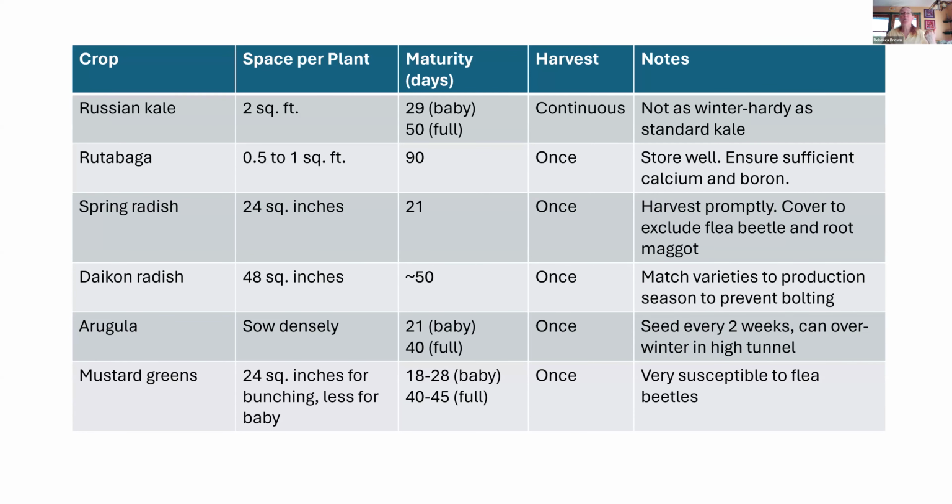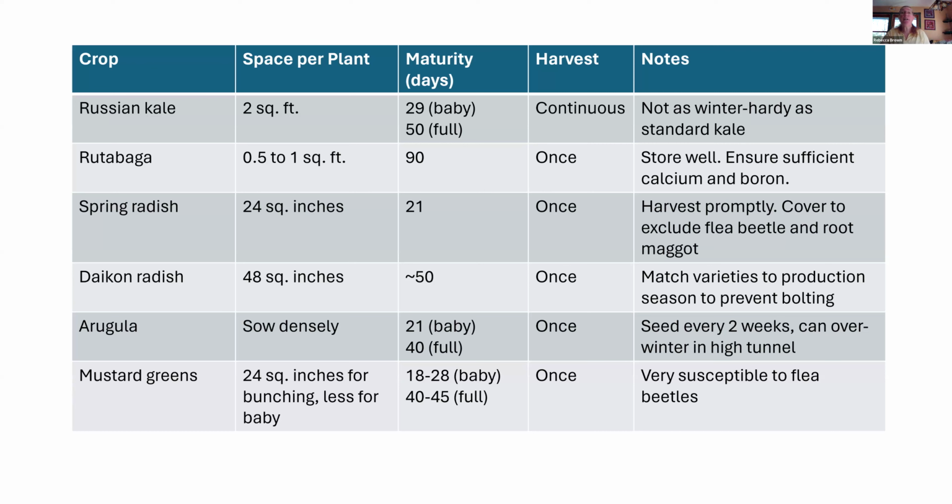And that's particularly true if you're growing them for baby greens. Arugula and mustard greens for baby greens grow really rapidly. They grow much faster than lettuce. 18, 21, 28 days. And so you want to plant them every 2 weeks. With spring radish, again, it matures really quickly, just 21 days, and you want to make sure you harvest them really promptly because they will get woody and unpleasant if you leave them too long.